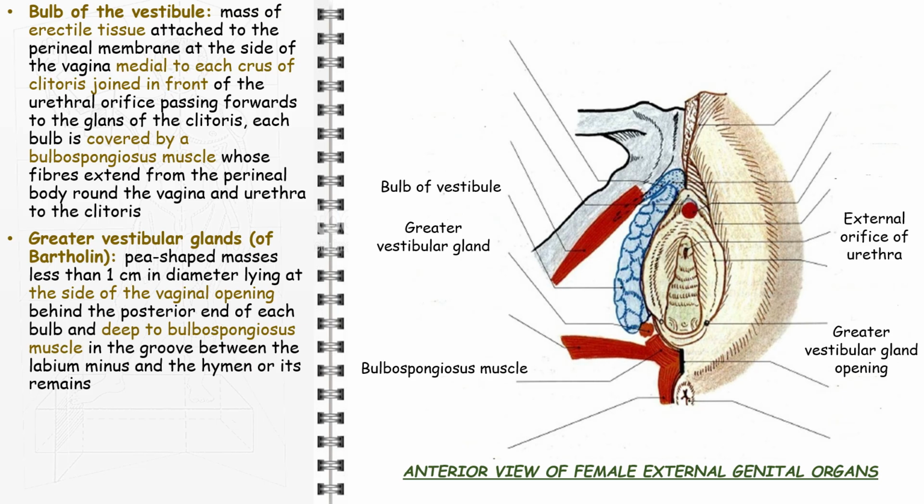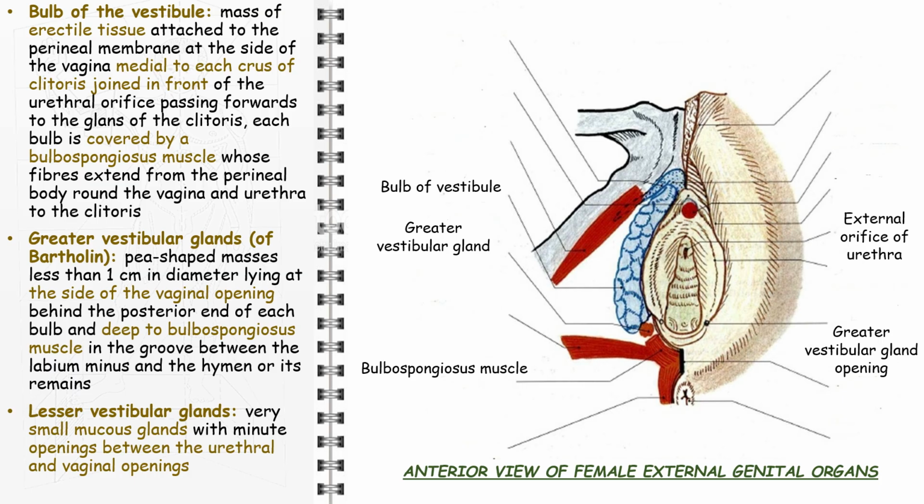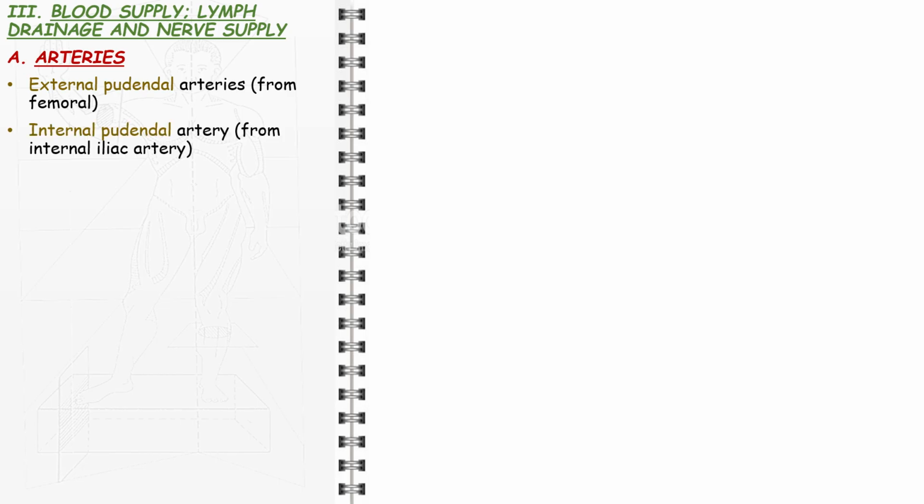The lesser vestibular glands or paraurethral glands are very small mucous glands with minute openings between the urethral and vaginal openings. The horizontal line passing by the clitoris divides the vulva into 2 arterial territories. The anterior territory of the vulva is supplied by the external pudendal arteries, superior and inferior, branches of the femoral artery. Accessorily, a branch of the funicular and obturator arteries supplies this territory. The posterior territory of the vulva is supplied by the internal pudendal artery, branch of the internal iliac artery through arteries such as the deep artery of clitoris, urethral, bulbar and for the greater vestibular gland.